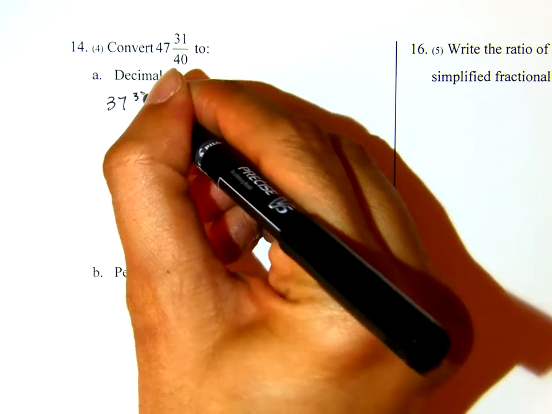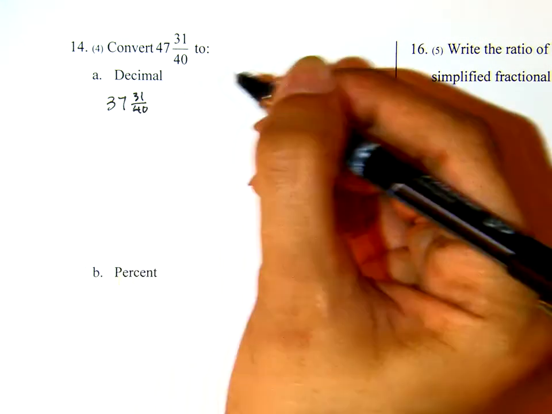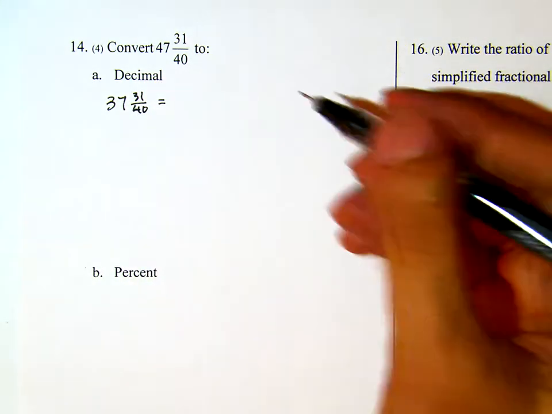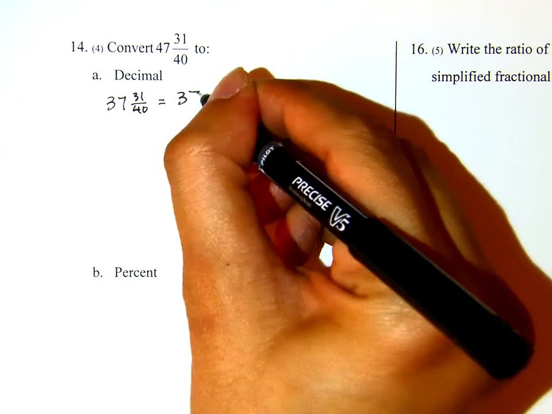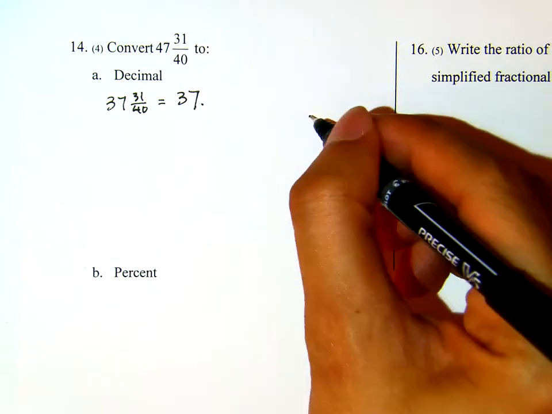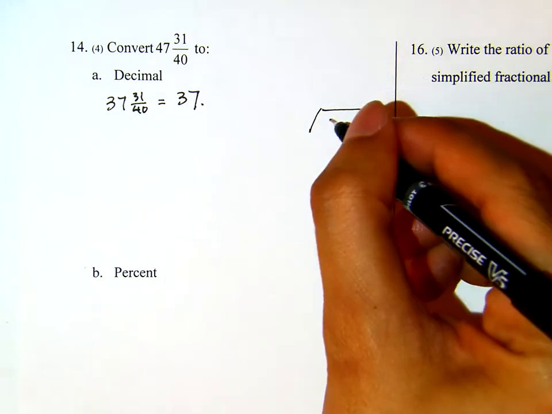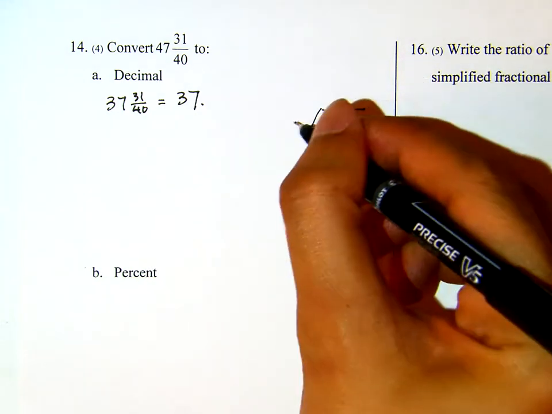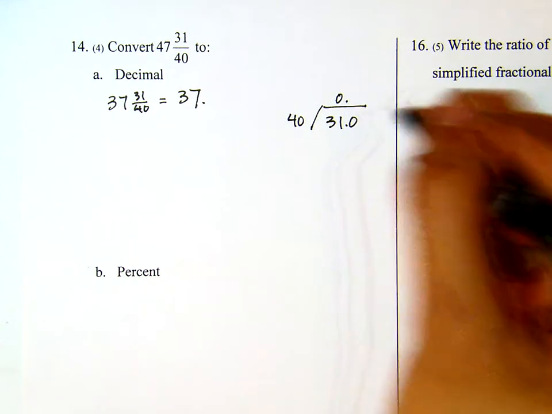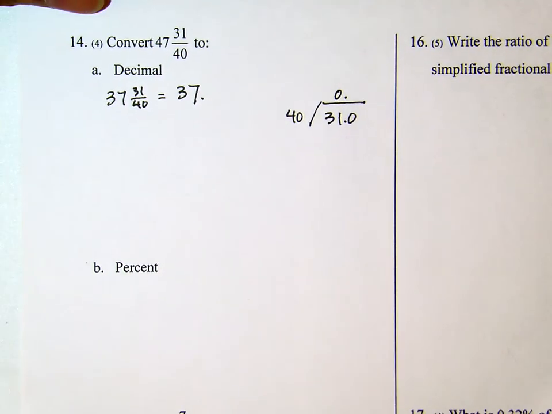Convert 37 31/40s to decimal. Now notice that because of the whole number 37, I will keep that. That will be 37 point something. Okay. Now, what's the decimal part? We can obtain that from dividing 31 by 40, right?